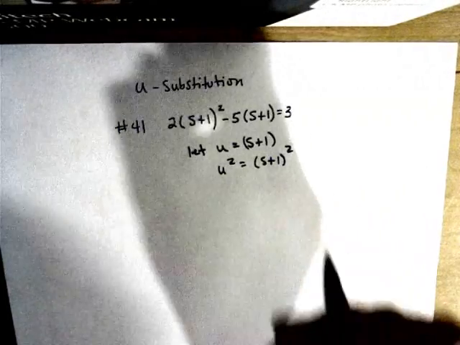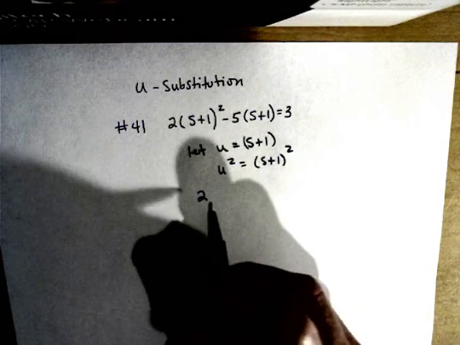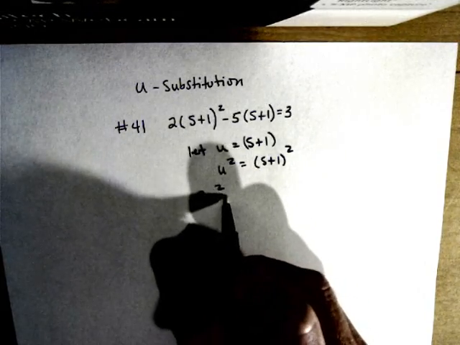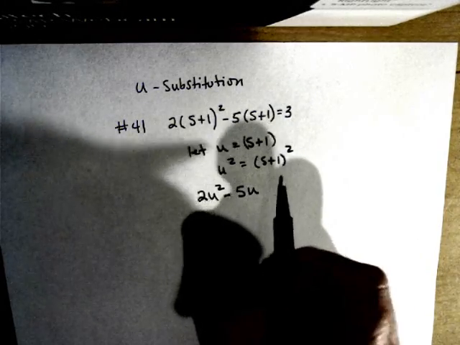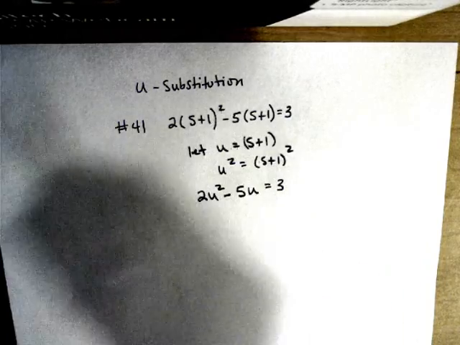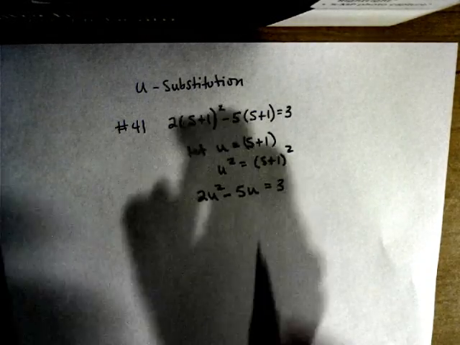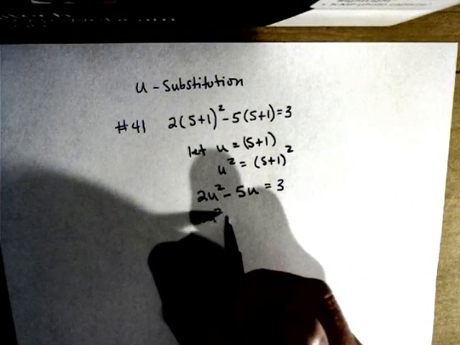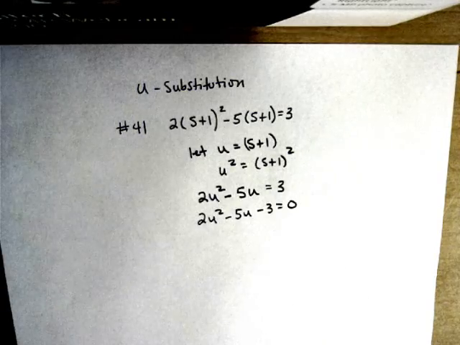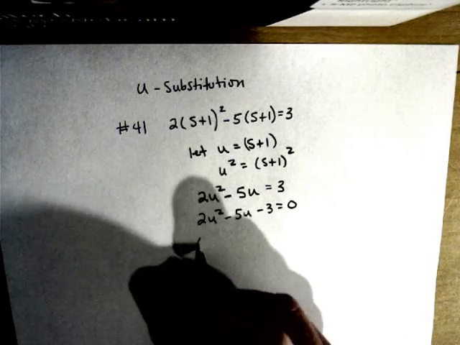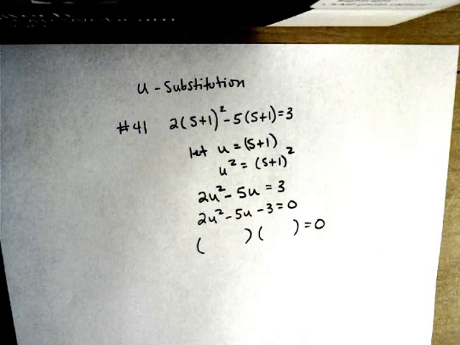Let's substitute in. We'll have 2u squared minus 5u equals 3. Now this is a quadratic, so we need to have it equal to 0. So we'll have 2u squared minus 5u minus 3 equals 0. We will now factor our expression.